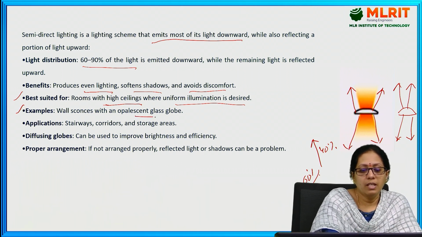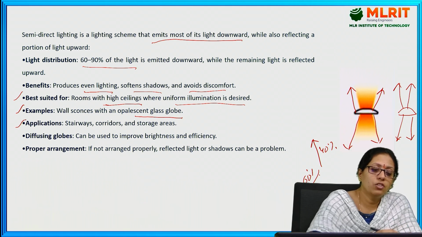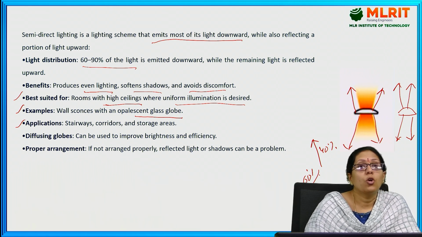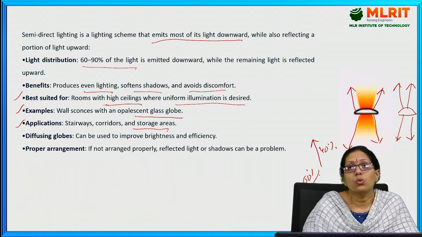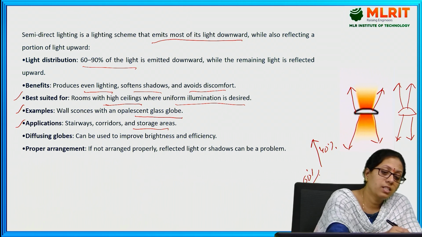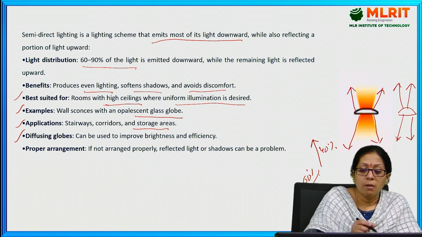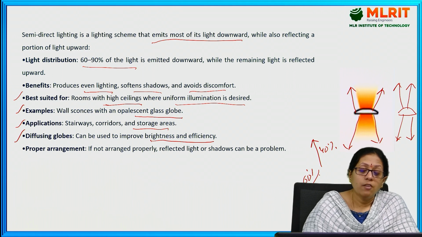Here you can see the example of a semi-direct lighting. Next one is applications. Mostly used in staircases, corridors and storage areas. Next one is diffusing. It can be used to improve the brightness and efficiency.